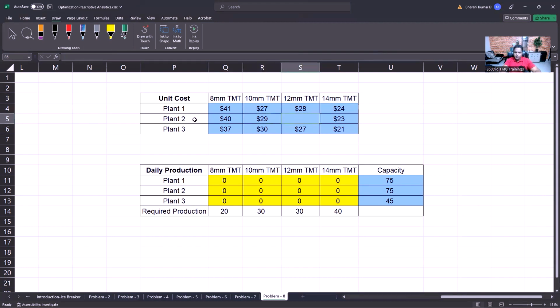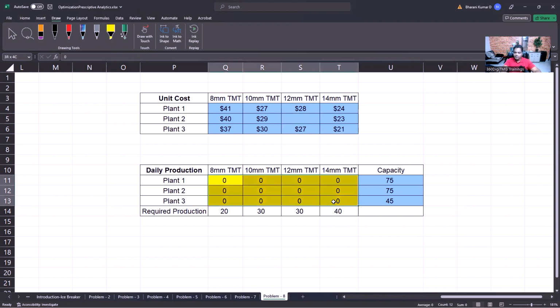And say plant 2 does not have a machine required to manufacture 12 mm TMT rod. So you should prohibit plant 2 from selecting any units to be manufactured pertaining to 12 mm TMT rod. So you have to put here a very high cost, not price, sorry, a very high cost so that plant 2 is not selected when manufacturing 12 mm TMT rods.